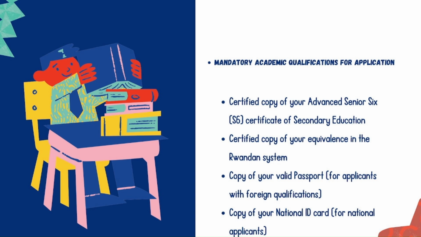Whether yours is for senior 4, senior 6, or whichever way your education system is, wherever you are in Africa or elsewhere, you need to equate it to the Rwandan system. The third is a copy of your valid passport. This one is for foreign qualifications. If you are a foreigner, you have to have a copy of your valid passport. And for nationals, the Rwandese, you need to use a copy of your national ID card, and you need to upload it.